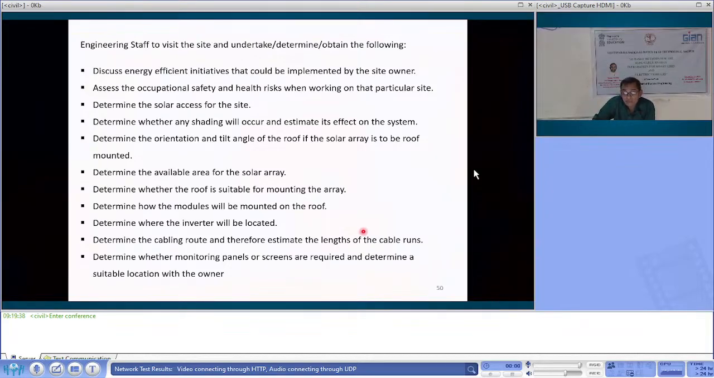Okay, determine solar access, solar radiation, how it is available throughout the year. Determine whether any shading will occur, then orientation, south, tilt angle, fixed equal to latitude. Available area for the solar array. You may not have that much area and you talk about I want 10 kilowatt on my rooftop. जगह है क्या? Then whether roof is suitable for mounting the array. That is roof testing. That is very important.